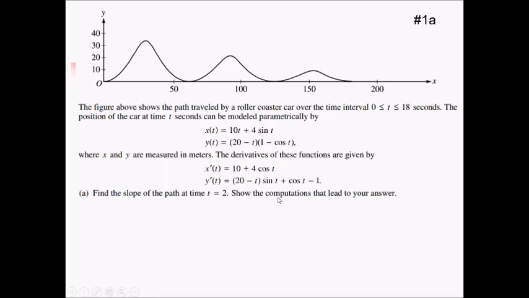On this free response problem, which is calculator-based, we've got the figure above showing the path traveled by a roller coaster from time 0 to 18, and the position of the car in terms of t is modeled by these parametric functions. The velocity, the derivatives of these functions, although they don't call it velocity, we've got these functions here. So there's a bunch of things I'm going to be doing.